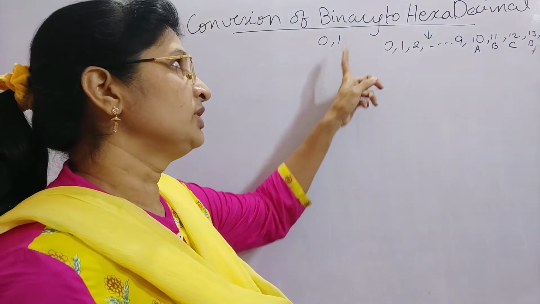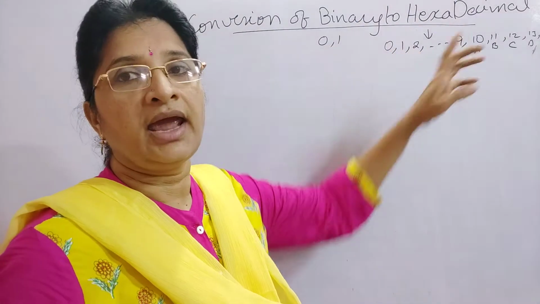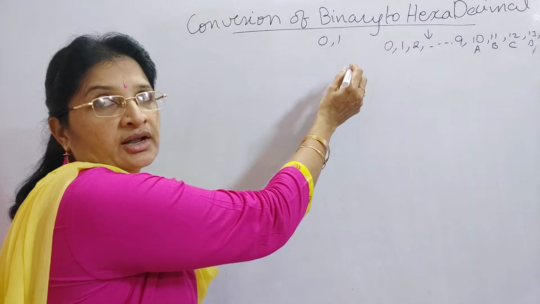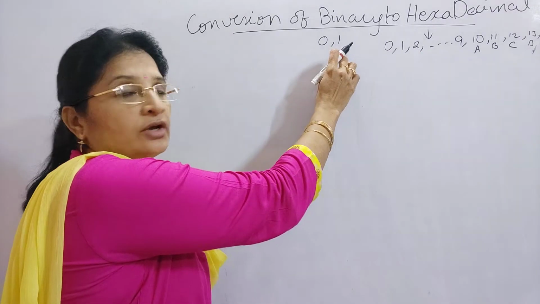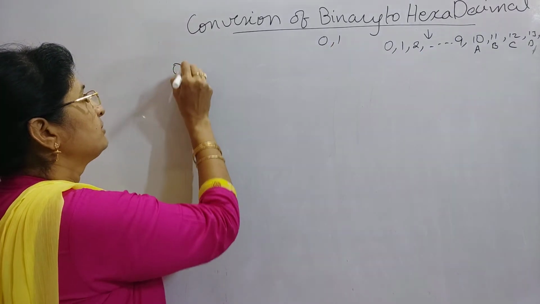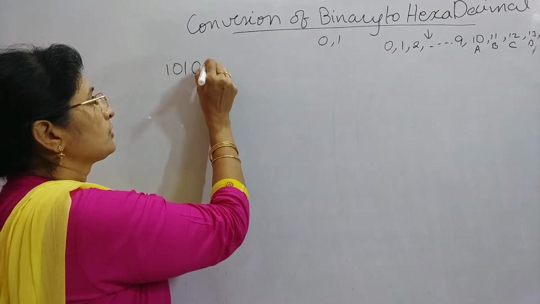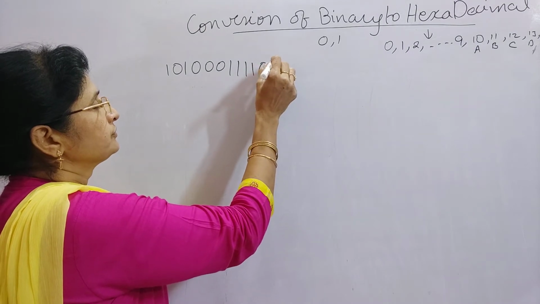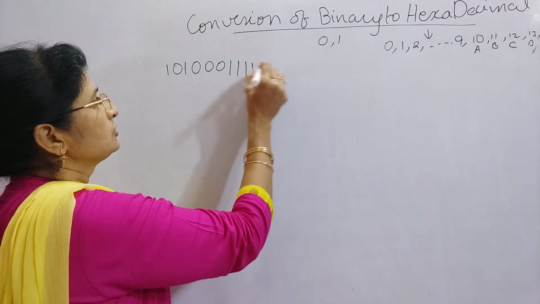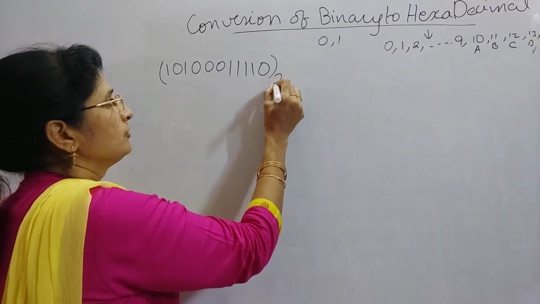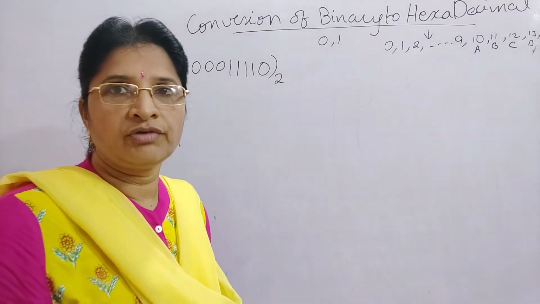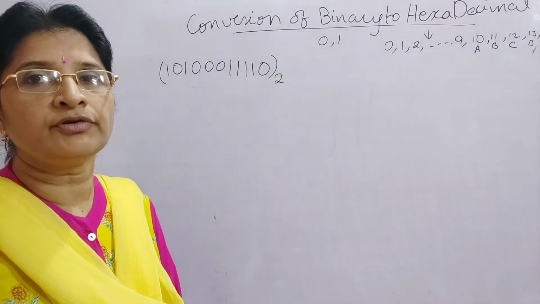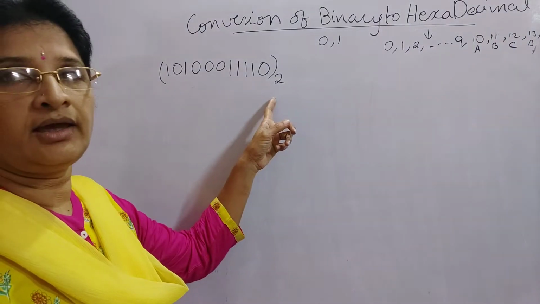So now we will convert a binary number to a hexadecimal number. First of all, I will take a binary number with a combination of zeros and ones, for example 0, 1, 0, 0, 0, 1, 1, 1, 1, 0. So this is a number in binary. Why are we saying it is binary? Because here we are using only a combination of zeros and ones. That's why this is a binary number.